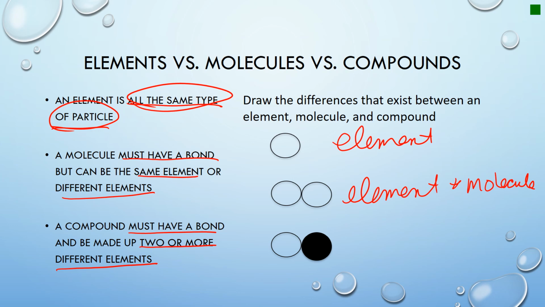And then the last one is both a molecule because it has a bond, and it is a compound because it is made up of 2 or more different elements.